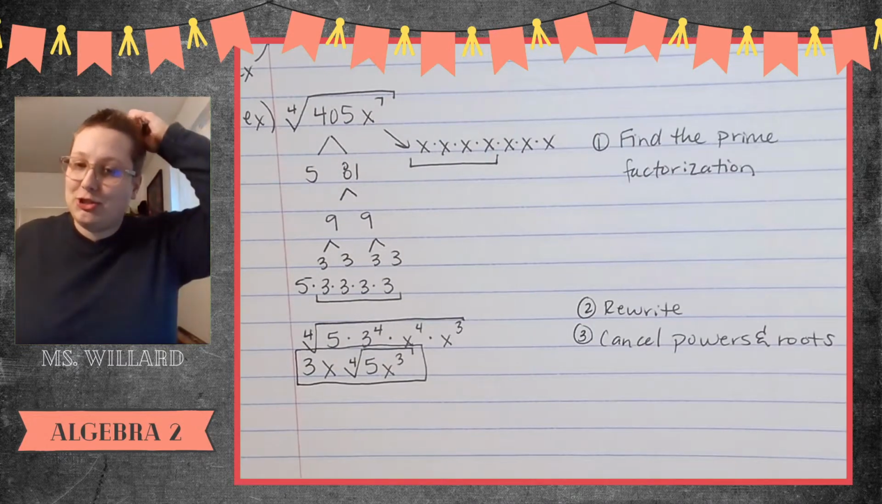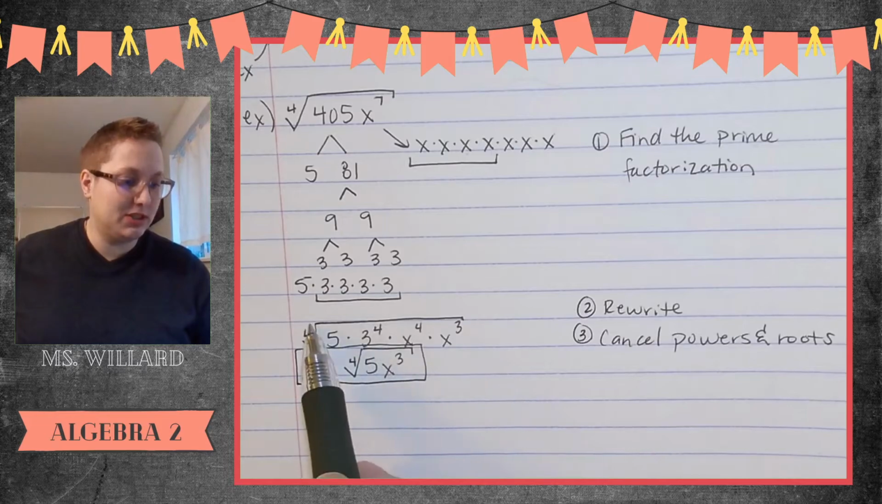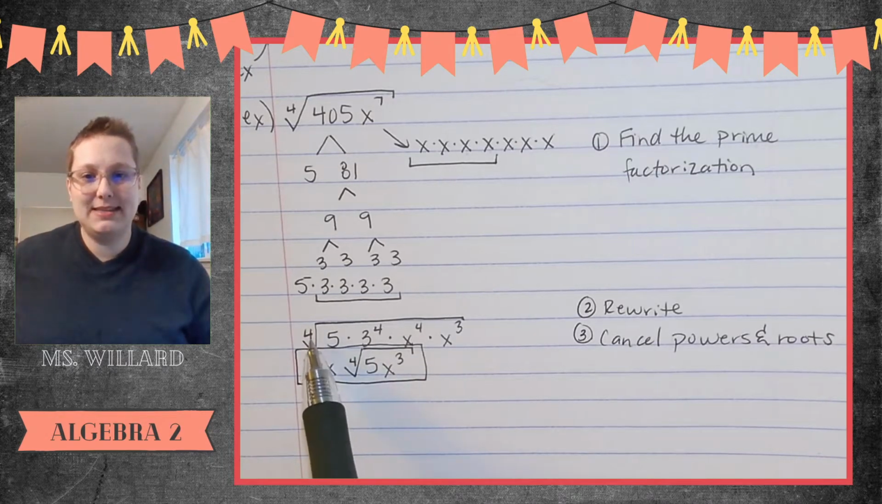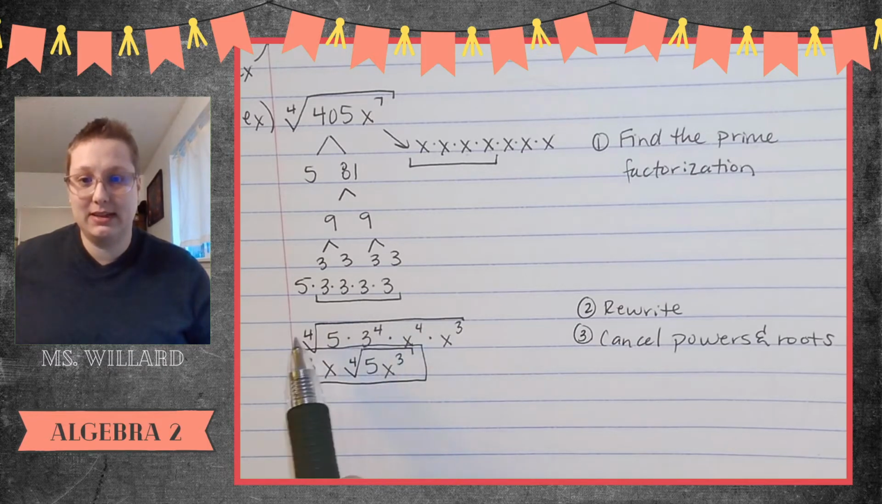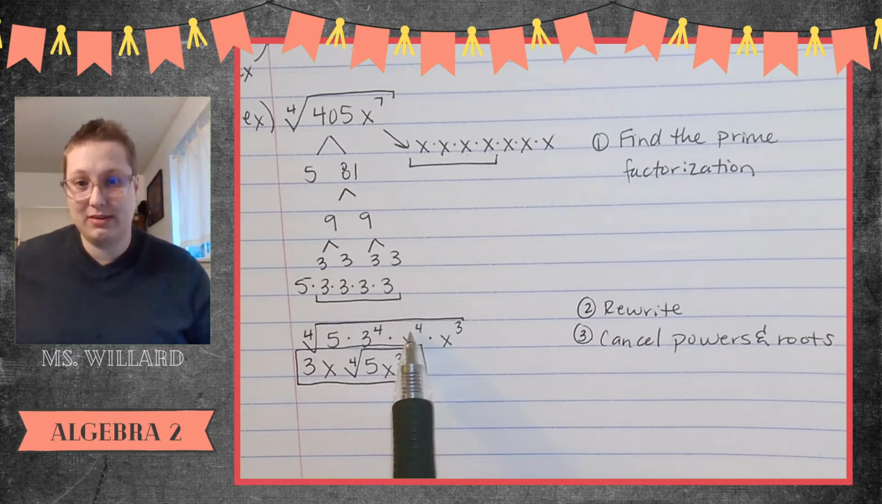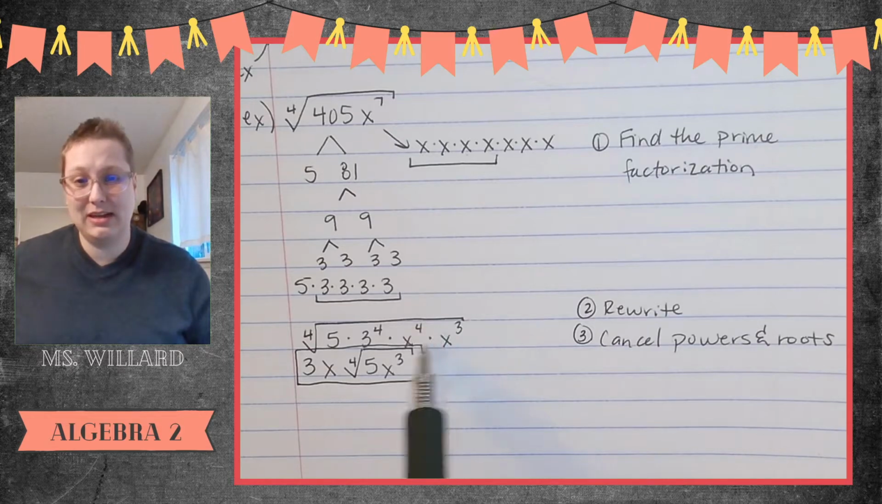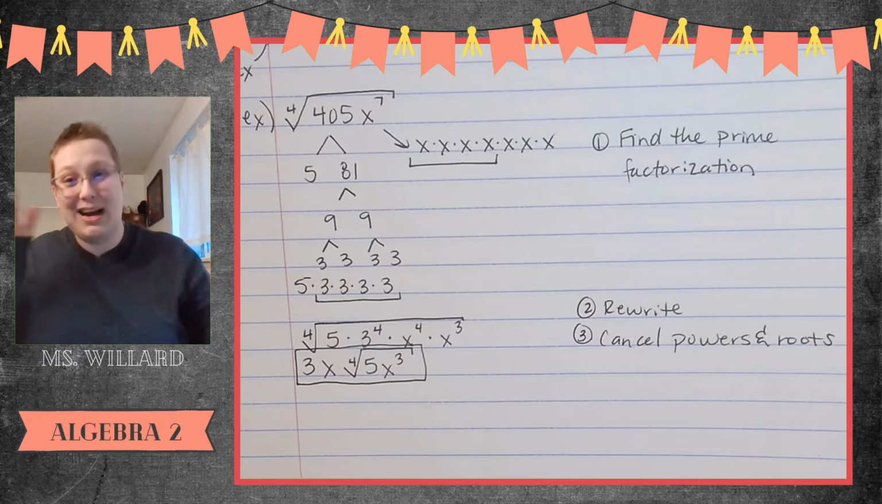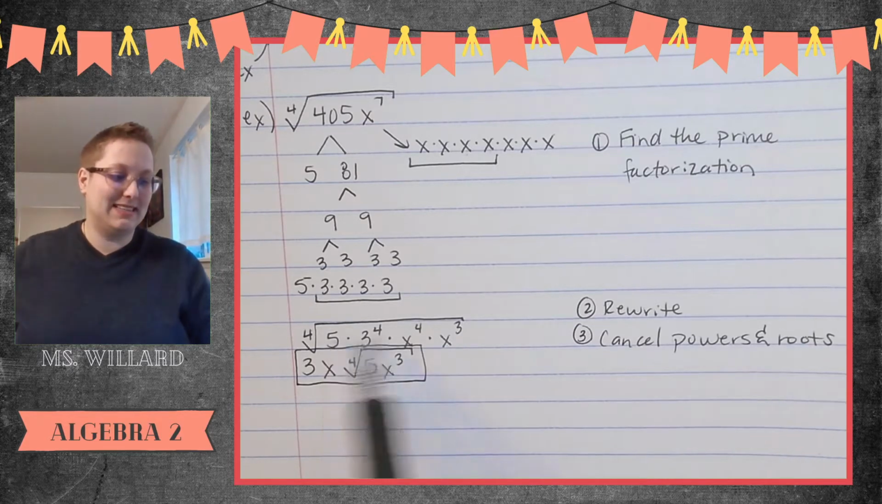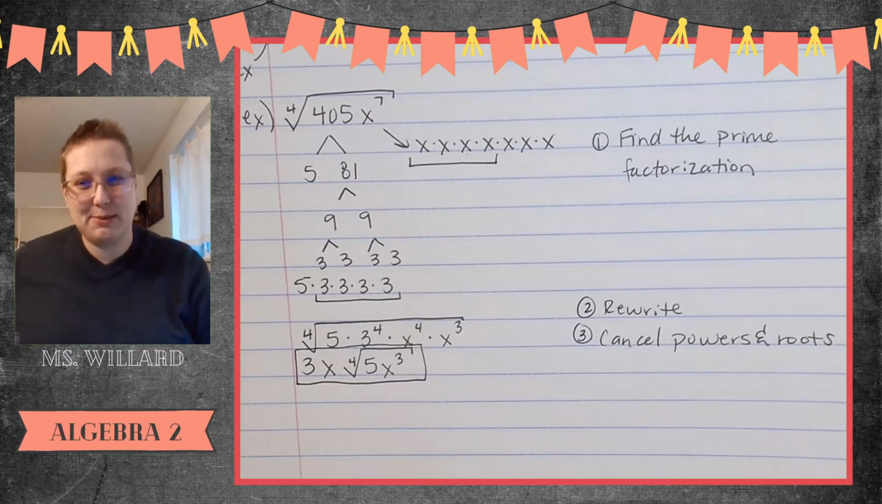Here's a question you might have: why didn't this 4 just go away? Well, it's because I can't take the fourth root of 5, but I can take the fourth root of 3 to the fourth. I can take the fourth root of x to the fourth, but I can't take the fourth root of x to the third. So only the things that have the same powers can come out of the house. All the rest stay inside, so I still need this fourth root to be here.